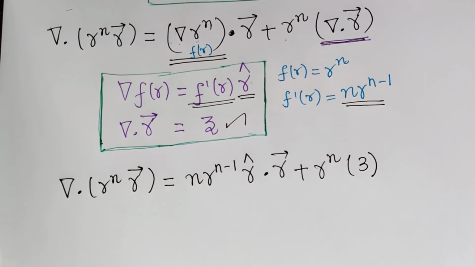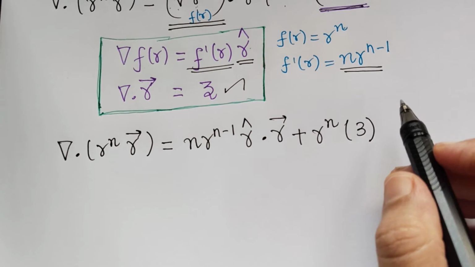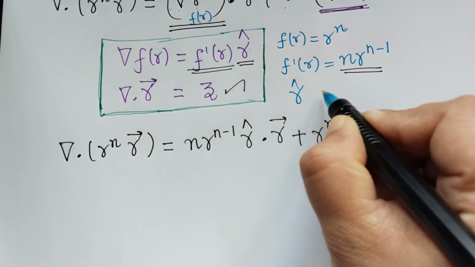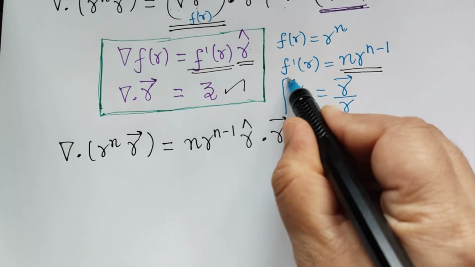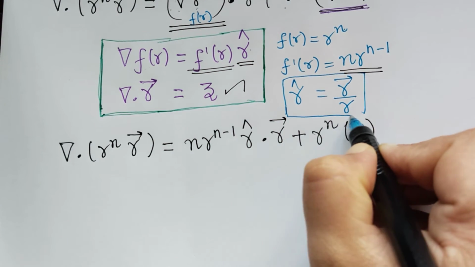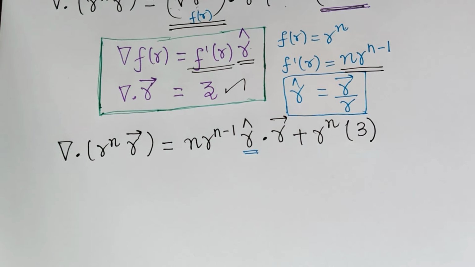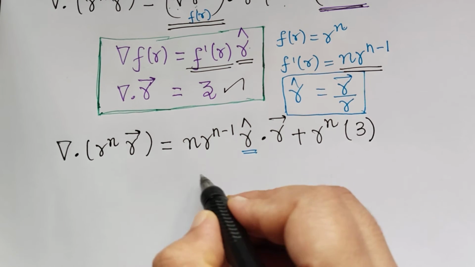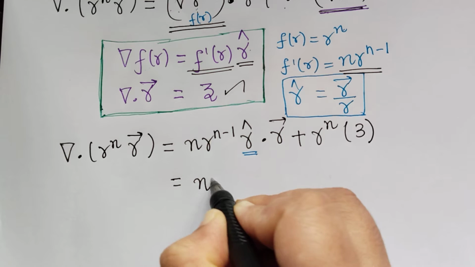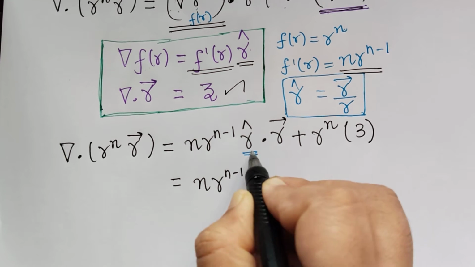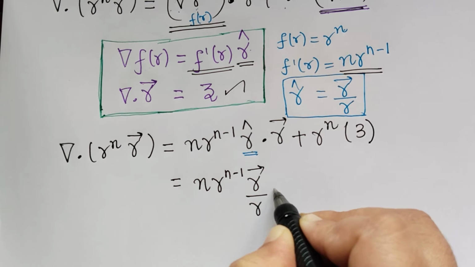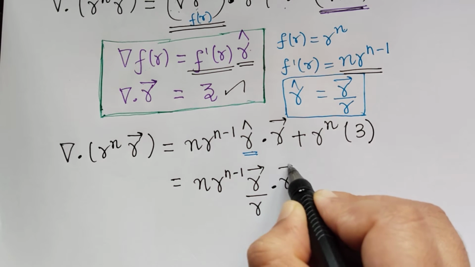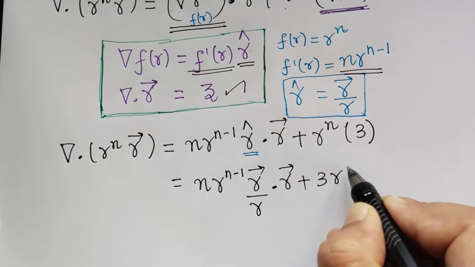Now we know that r cap is equal to r vector divided by r. So we are going to apply this now at the place of r cap. What we will be getting is n r to the power n minus 1, and instead of r cap, we can write r vector divided by r, dot product with this r vector, plus 3r to the power n.